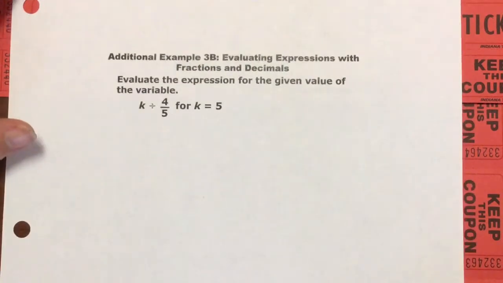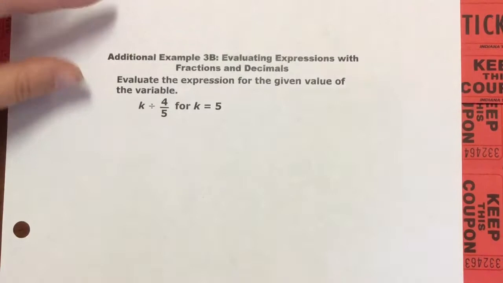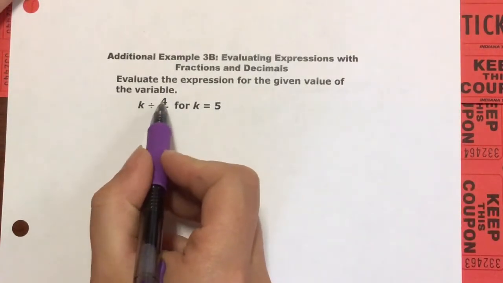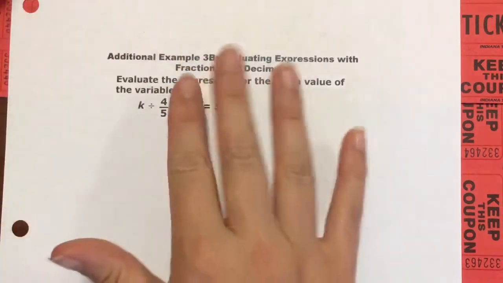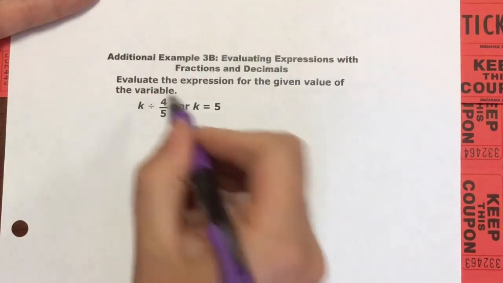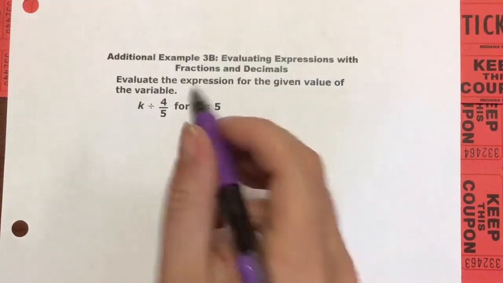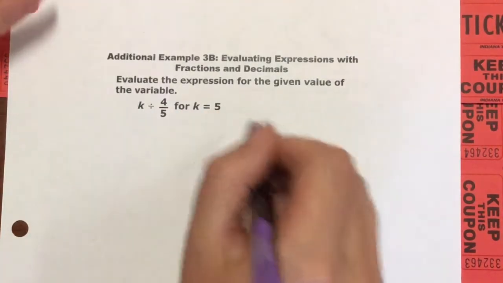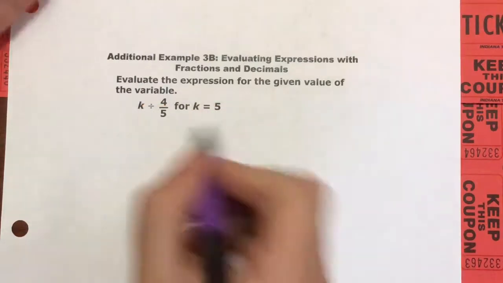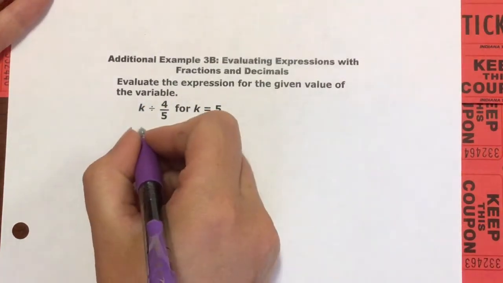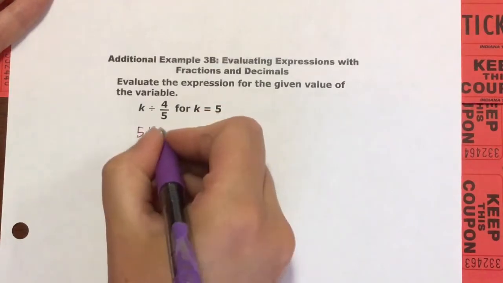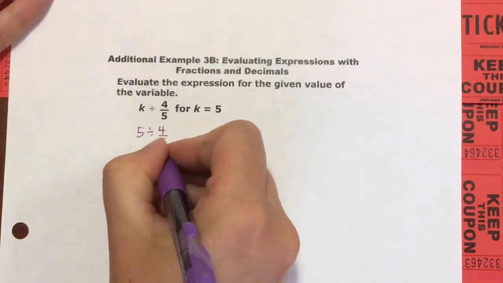3B, we are going to evaluate this expression for the given variable. So this one's a little different. Now we have k divided by 4 over 5. Okay, and this is an expression because there is no equal sign. This is it right there. So for when k equals 5. Okay, so let's just plug in, substitute 5 in for k. Instead of writing k, I'm writing 5 because k is the same thing as 5. Okay, 5 divided by 4 over 5.